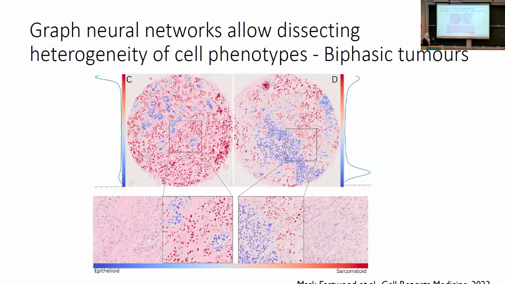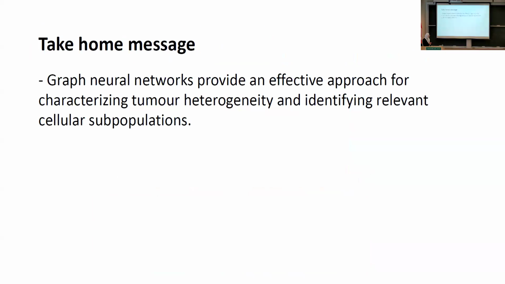And here we again did not tell the network what is an epithelioid cell or sarcomatoid cell. We just told the network that this image is of an epithelioid or sarcomatoid tumor. And the network itself then discovered the downstream single cell phenotypes based on the large amount of data. The take-home message from this is that graph neural networks can provide a very effective approach for characterizing tumor heterogeneity and identifying relevant subcellular populations, which can help us then start to hypothesize about the dynamics of the systems.